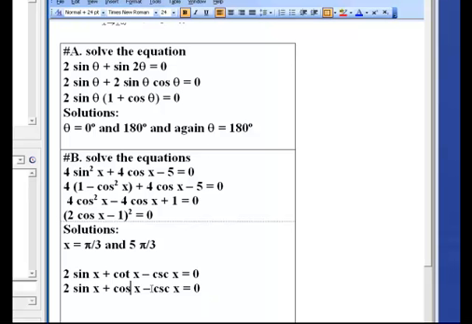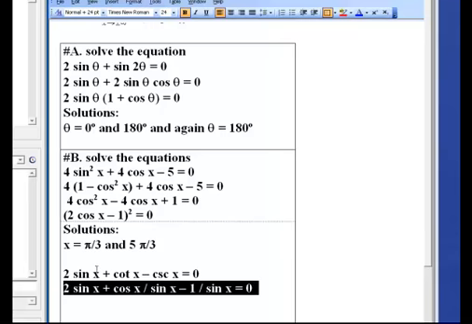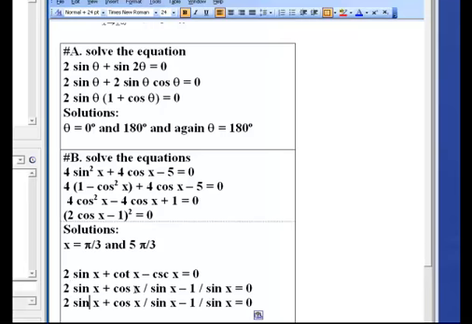So here we're going to get cosine x over sine x. And here we're going to get minus 1 over sine x. Then multiply everything with sine x. So let's see where that gets us. So every term multiplied with sine x, the first one, of course, will be a square. The second one, of course, we get rid of the denominator. The third one, of course, we get rid of the denominator.